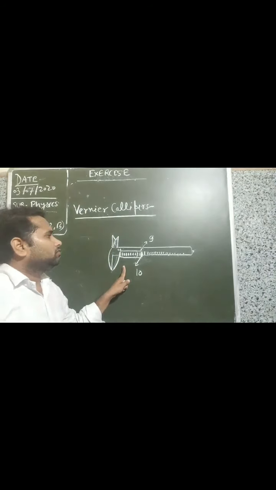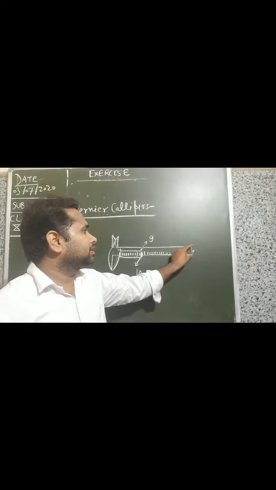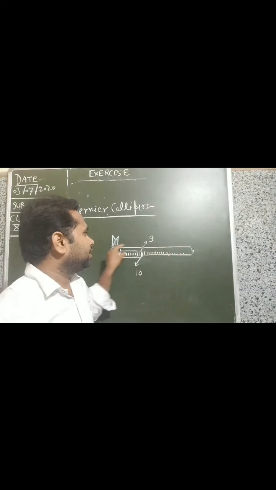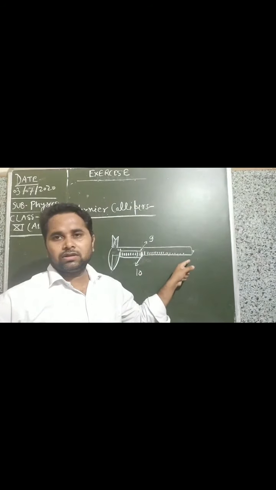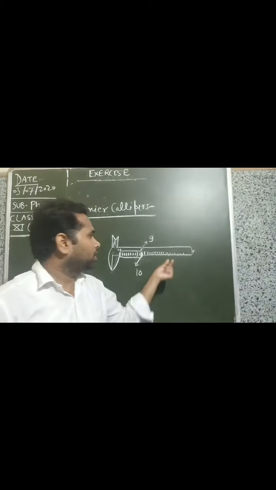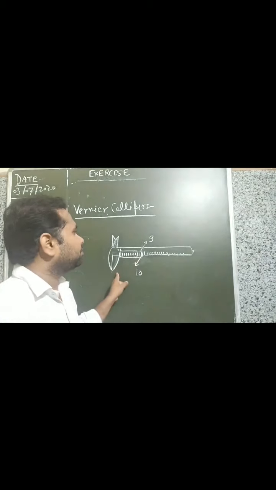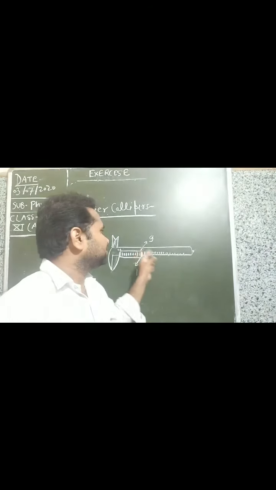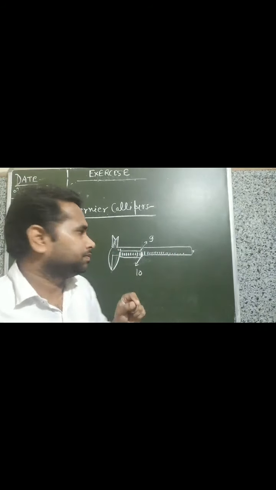See, this is the vernier calipers having two scales. One is the main scale. This longer steel scale is called the main scale, graduated in millimeters. One division value equals 1 millimeter. The first important point about the vernier calipers: the main scale is divided into different divisions, and each division is equal to 1 millimeter.